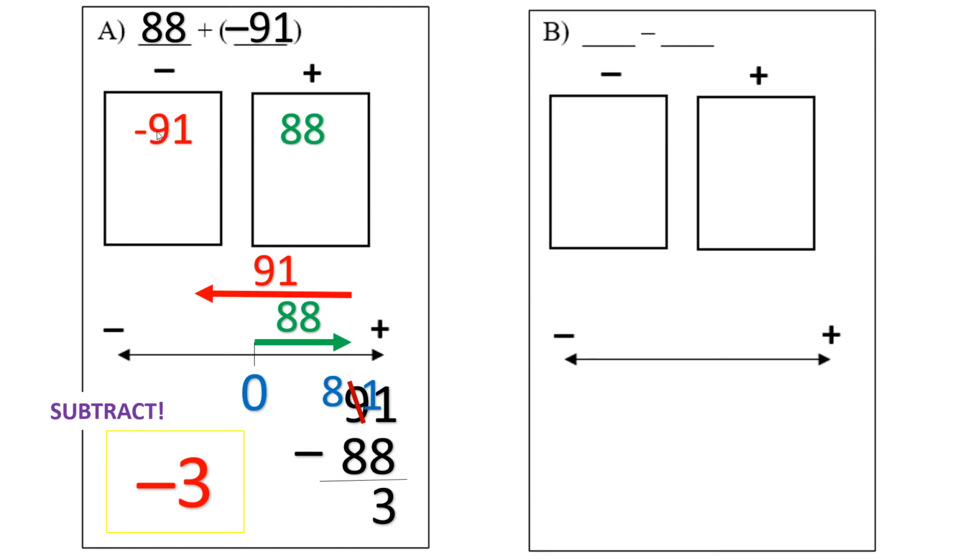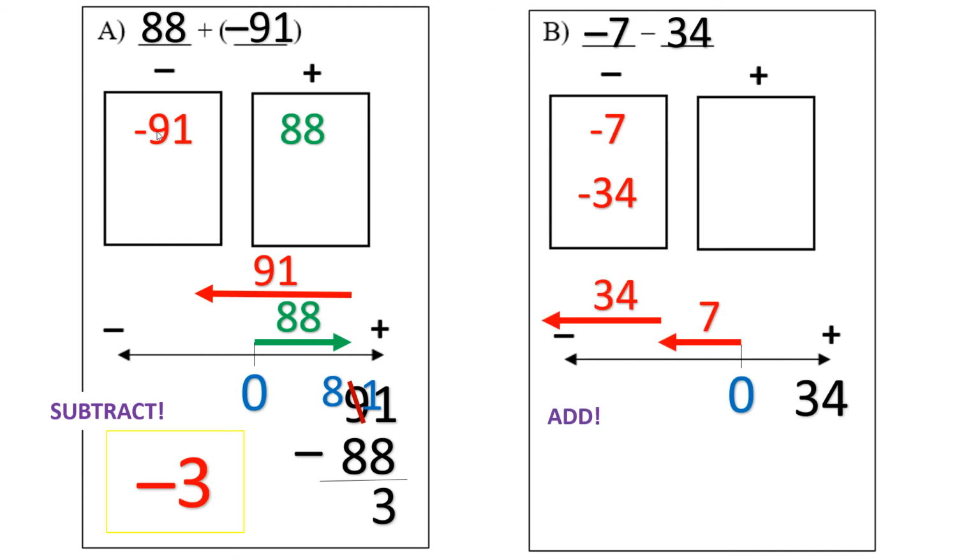For problem B, it's going to be negative 7 minus 34. So the sign to the left is the sign of the number. This is a negative 7 and a negative 34. Therefore, these are going the same direction, left and then left again. So we're going to add them together because they're the same sign and we're going the same direction. So you're going to get 41, but we're ending up on the negative side. So this will be a negative 41.